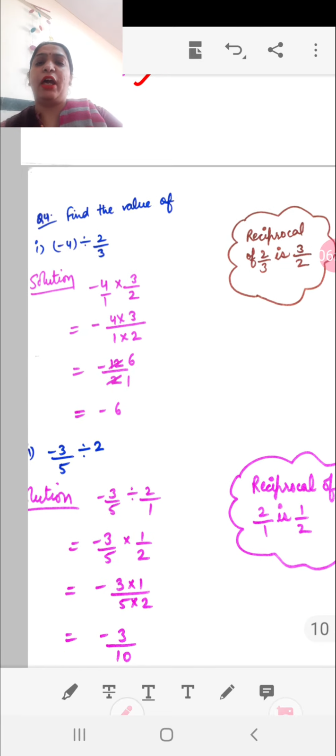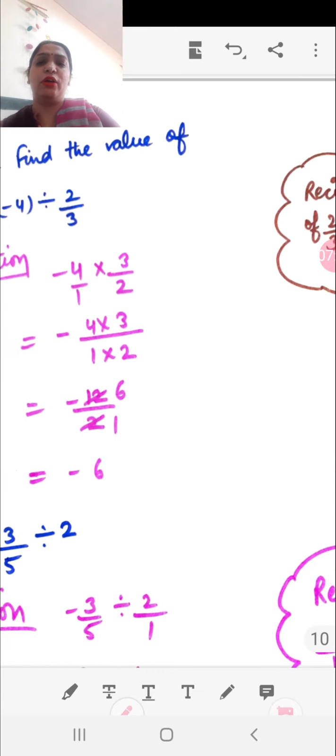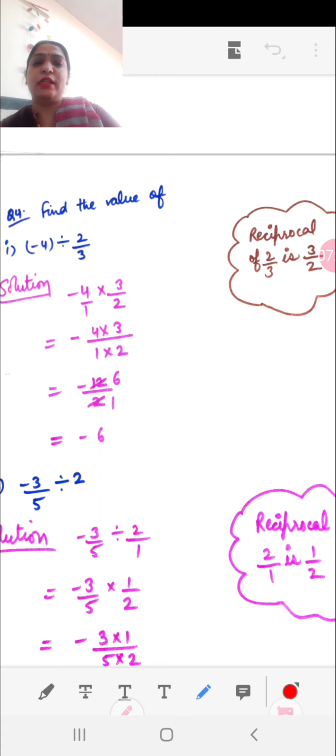Now, find the value of minus 4 divided by 2 upon 3. Okay. Now minus 4. We can write minus 4 as minus 4 upon 1 and divided by, we have to change the symbol divide. If we have to change the symbol of divide, it will be changed by multiply and the reciprocal of the other number. And we know that the reciprocal of 2 upon 3 is 3 upon 2.